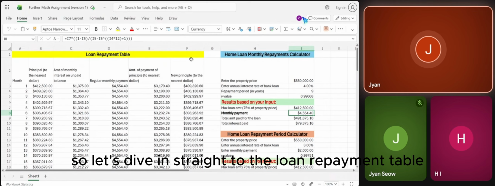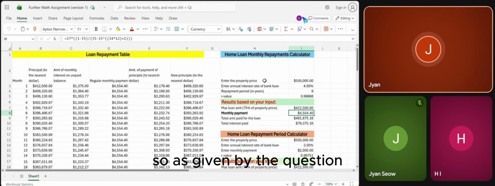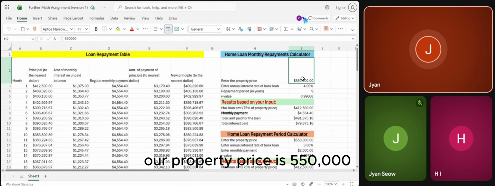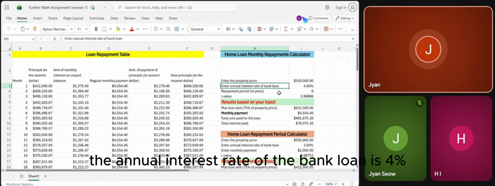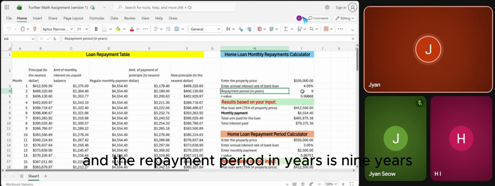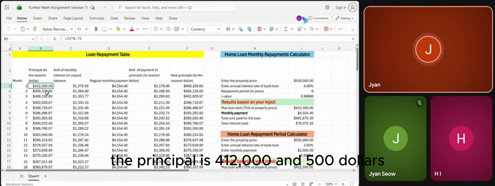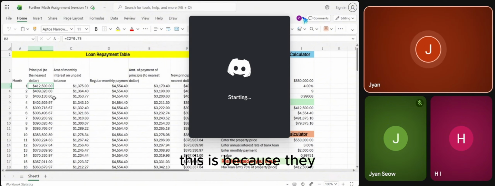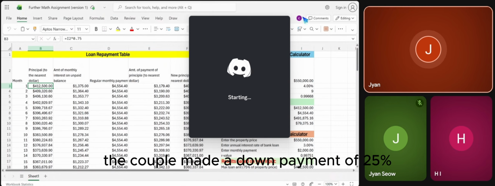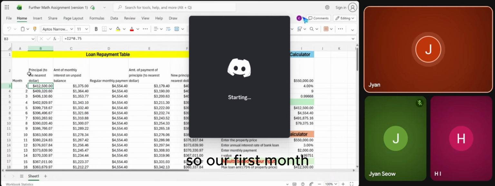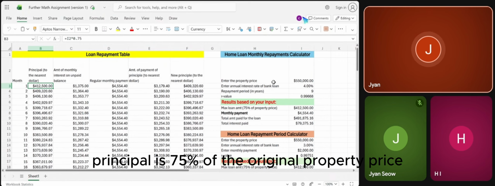So let's dive straight into the loan repayment table. As given by the question, our property price is 550,000. The annual interest rate of the bank loan is 4%, and the repayment period is 9 years. For the first month, the principal is $412,500. This is because the couple made a down payment of 25%, so our first month principal is 75% of the original property price.